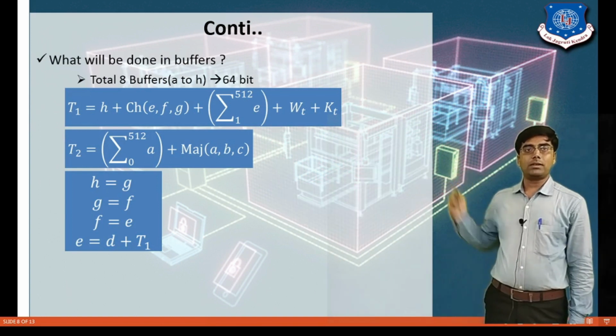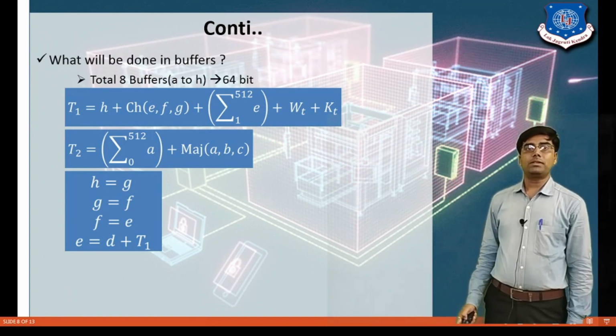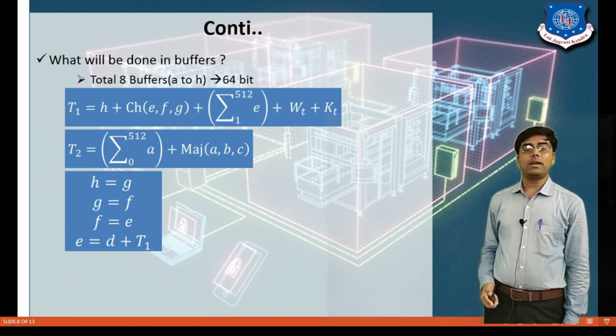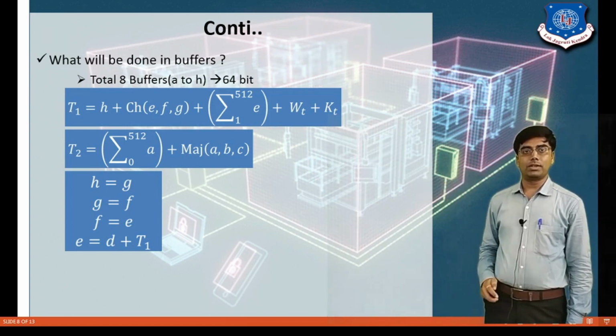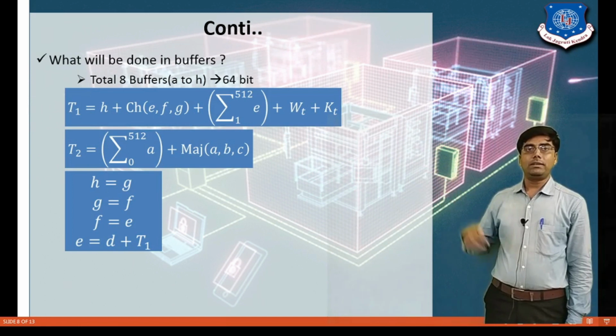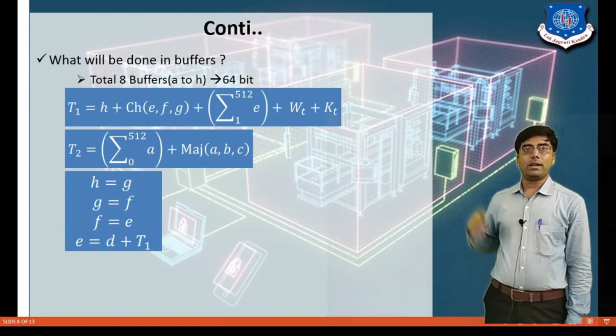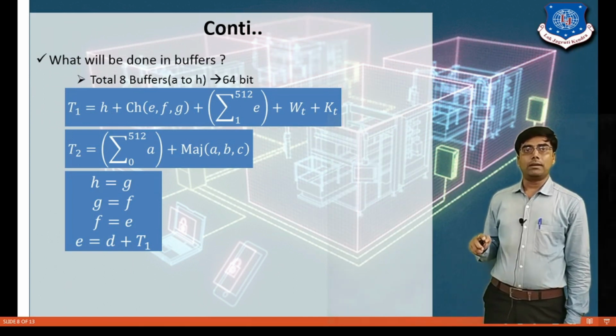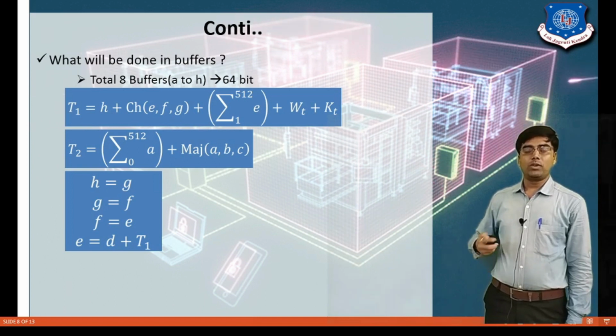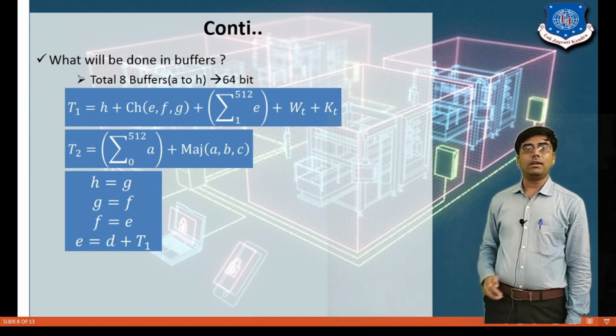Now the next term is T2. In T2, sigma 0 512 A means that we are using the buffer A, plus MAJ. MAJ means the majority. So CH and majority, MAJ, these are the logical functions, right? And we will see in the next slide what CH and MAJ are. In MAJ, inside the bracket ABC, it means we input the three buffers A, B, C.